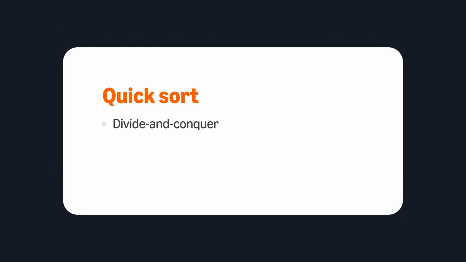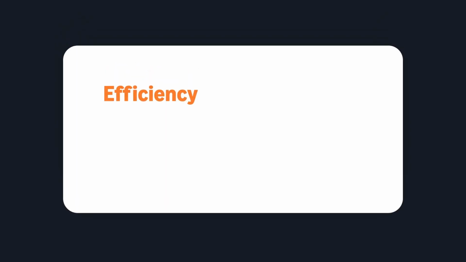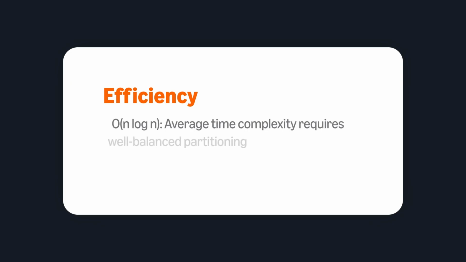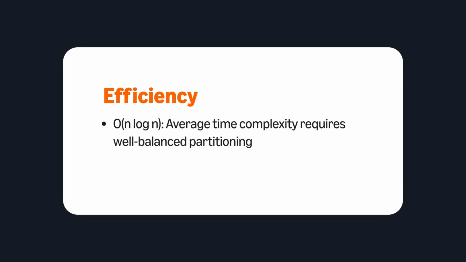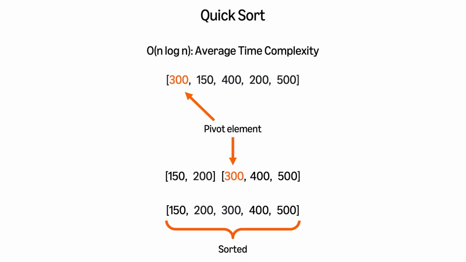Quicksort is a divide-and-conquer algorithm that selects a pivot element, partitions the array into subarrays around the pivot, and recursively sorts the subarrays. The efficiency of quicksort depends mainly on how balanced the partitioning is. Well-balanced partitions lead to faster sorting, whereas unbalanced partitions can degrade performance. In this example, you select the pivot point as 300 between the smallest value of 150 and the largest value of 500. As a result, it's a well-balanced pivot, and the sorting is done quickly.